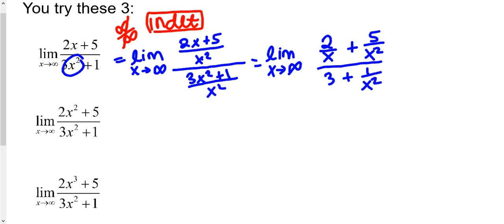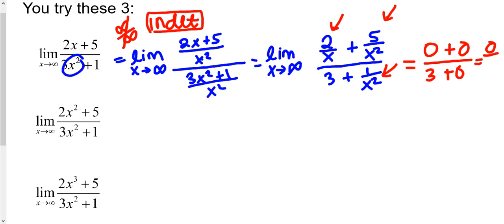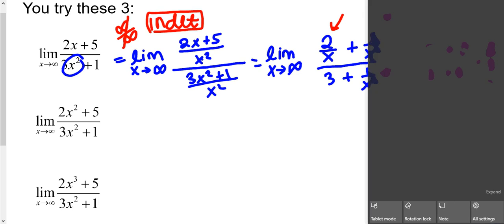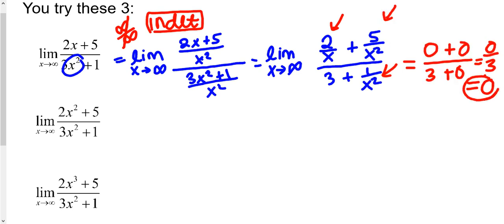So when I plug in infinity, infinity into here is going to give me 0. Infinity into here is going to give me another 0. Infinity into 3, there's nothing to plug, so it stays at 3. Infinity into the last one is also going to give me 0. So I have 0 over 3, which is fine. It just gives me 0. That's my answer for that one. Done. Okay.